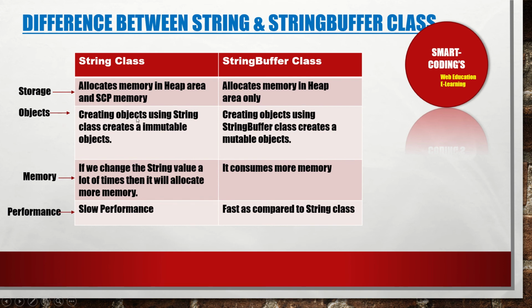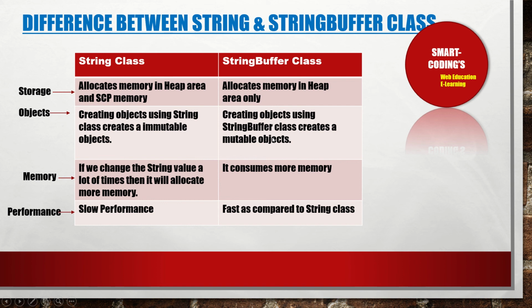In terms of object, creating an object using string class creates immutable strings. I will show you this topic with a practical demonstration later on. Just keep in mind, creating a string using string objects makes it an immutable object, but creating an object using string buffer class creates a mutable object.